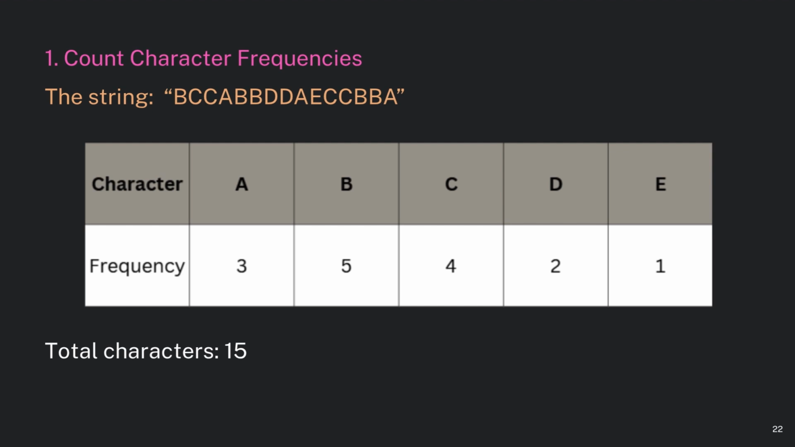As we said before, if we use ASCII encoding, we would give 8 bits for each character. So that means that this would take 15 multiplied by 8, which results in 120 bits. Let's see how much Huffman can compress this.